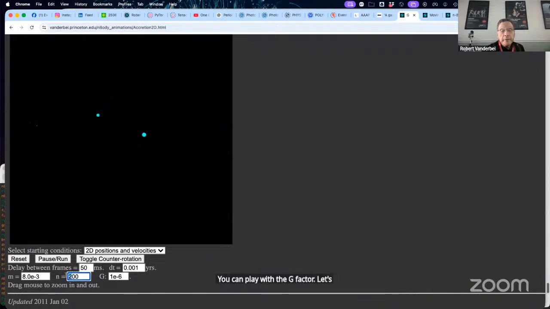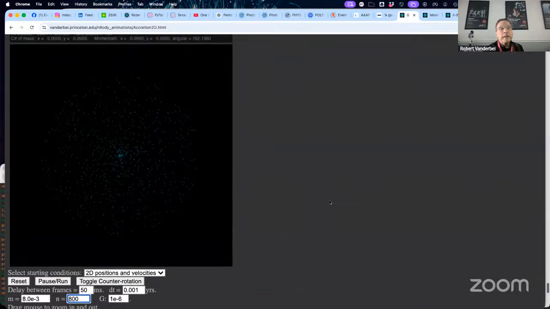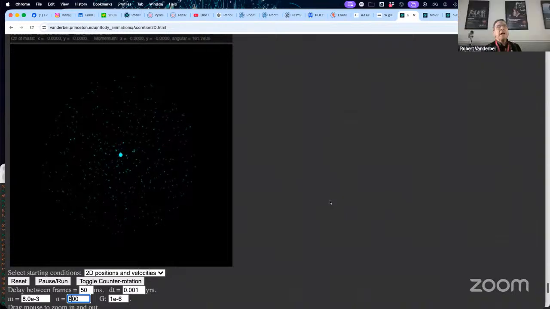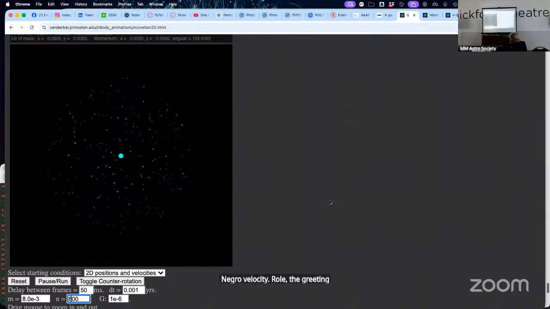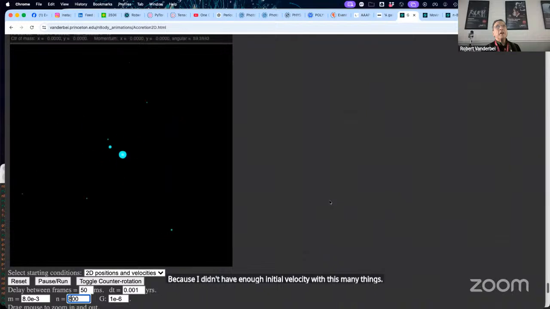Let's put a larger number in here. Let's see if I can do 800. There's a lot more stuff there. I should put in a parameter where I can play with the initial velocities. See, a lot of it's just going in because I didn't give enough initial velocity with as many things. But not all of it. There you go. Isn't that cool?